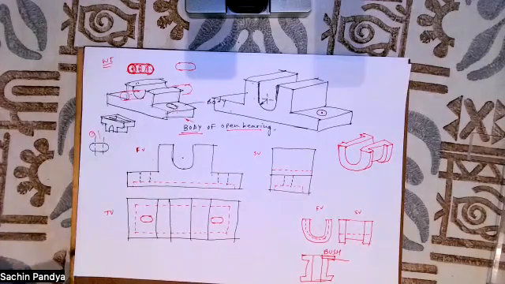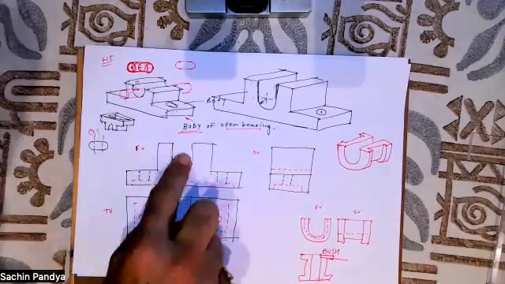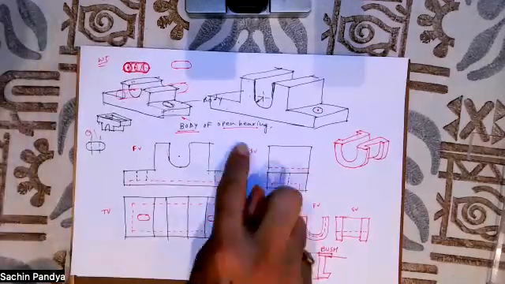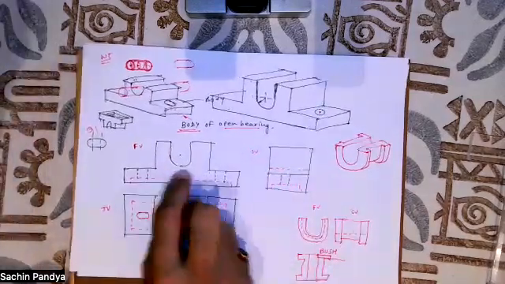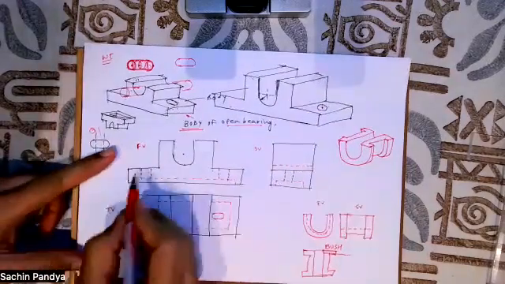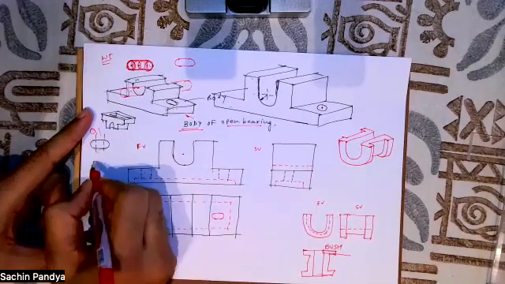When you see the question, you have to identify that this is the front view of the body, this is the top view of the body, and there is a dotted line, a slot inside. The dotted line is for this slot. Now it will be easier for you to remember what this dotted line is for. This is for nut and bolt.